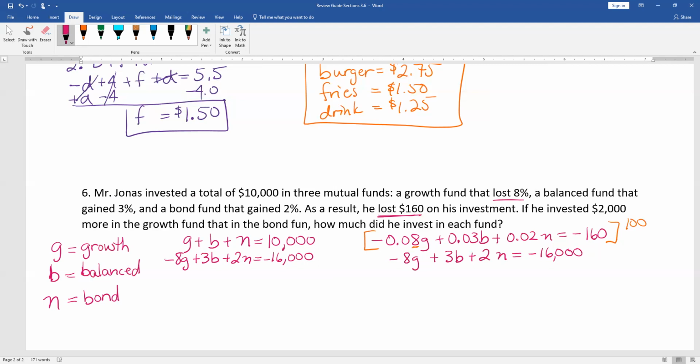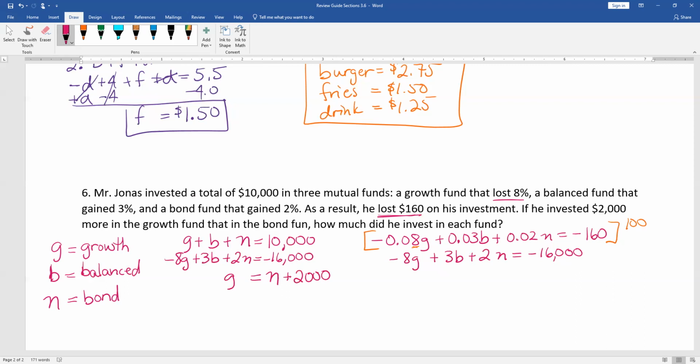Now, the last one can be a little bit tricky. If he invested $2,000 more in the growth fund than in the bond fund, how much did he invest? So I'm going to put in my equal sign. Here's the important thing. The temptation is to write n equals g plus 2,000. The problem is we want to represent balance. So what we're saying here is there is $2,000 more in the growth fund than in the bond fund. So the growth fund equals the bonds fund plus 2,000.